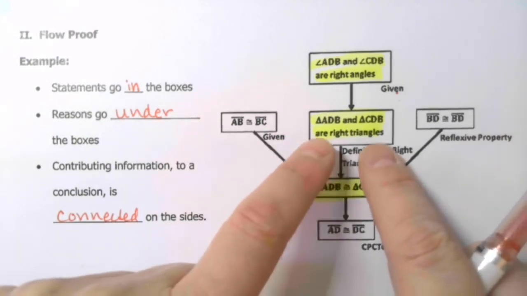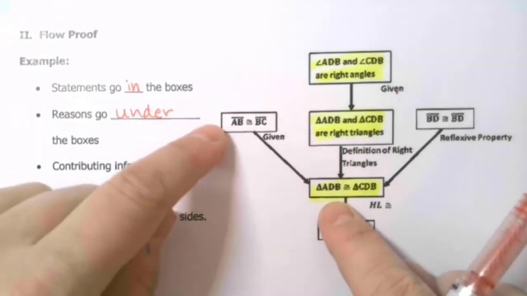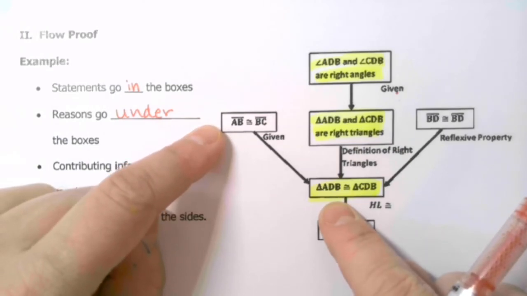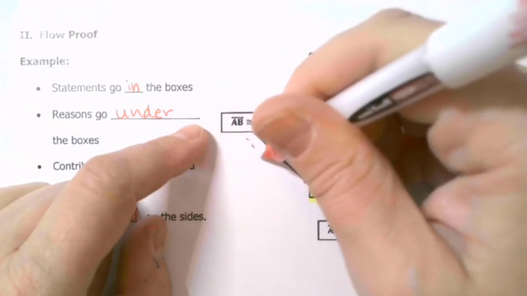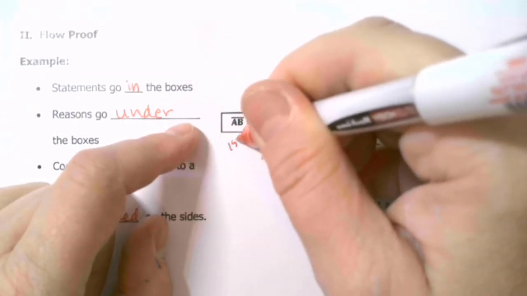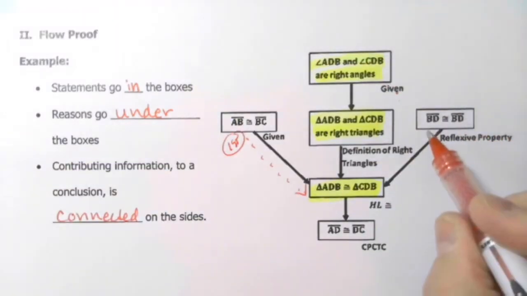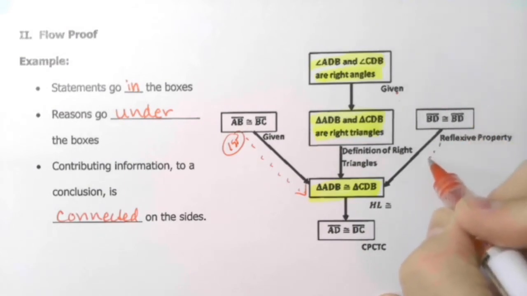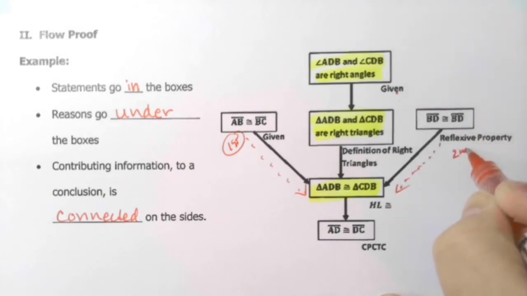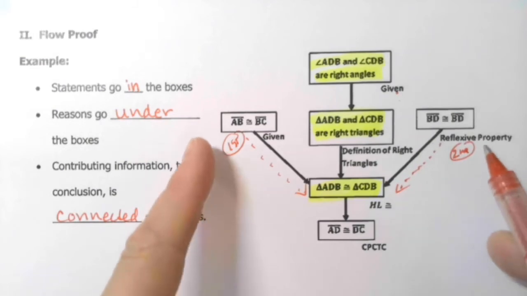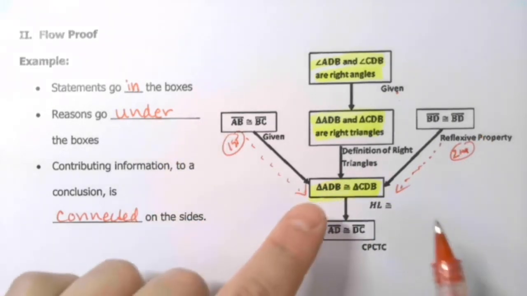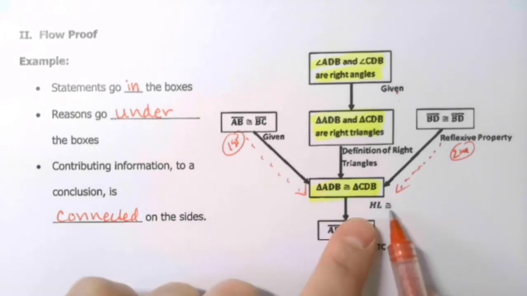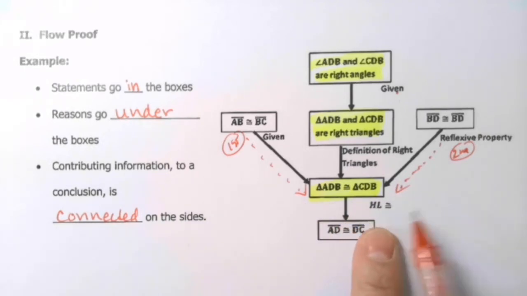So we know that they are right triangles. AB and BC are congruent, so two of their sides are congruent. That gets connected, so that comes first. And then BD is congruent to itself. That comes second. So these two reasons get added to the fact that they are right triangles. Now we can say that they are congruent by the hypotenuse-leg congruency theorem, which we'll go over later.